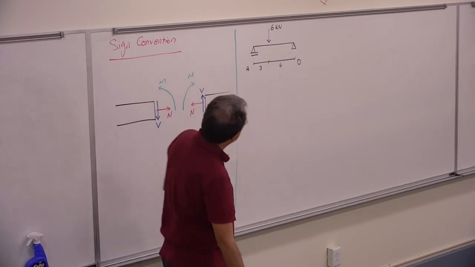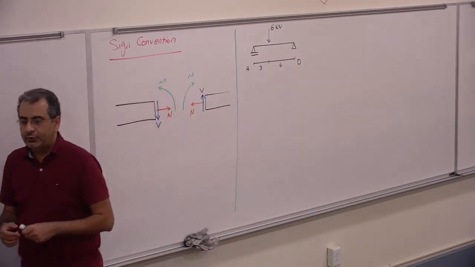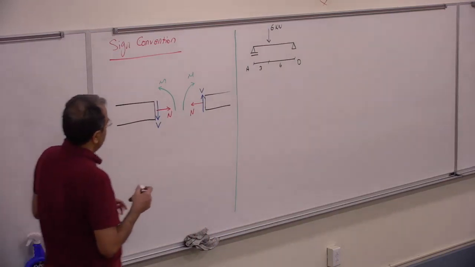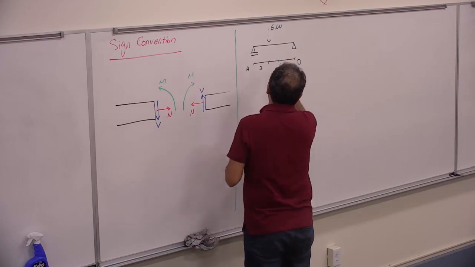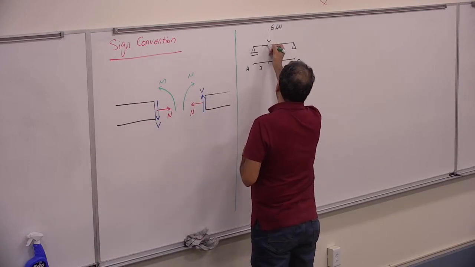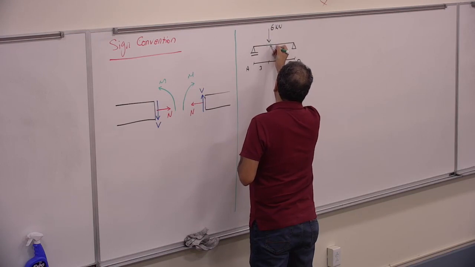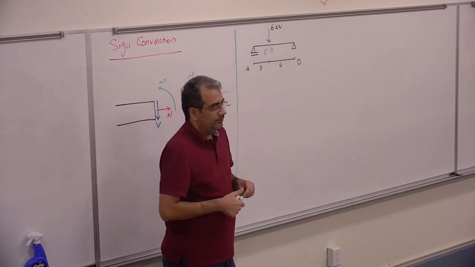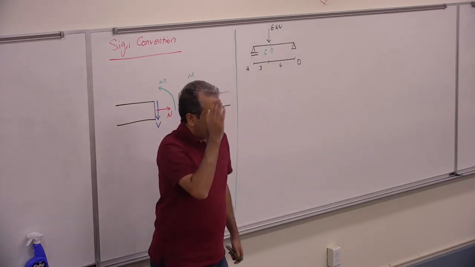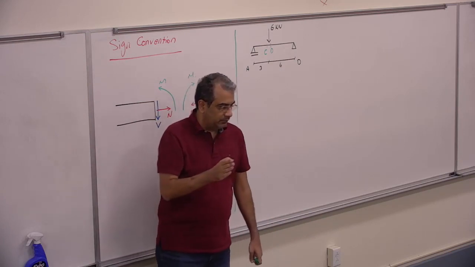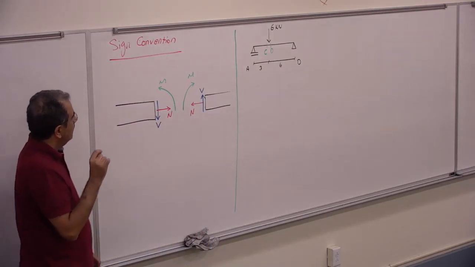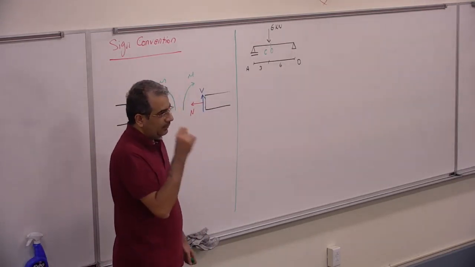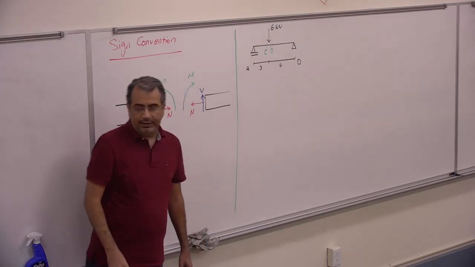So if this is the beam we have, assume we want to know how much is the shear, the internal force, right before that point here, and right after that point here. So it's point C and point D. Wherever that 6 kilonewton force is, I want to know how much is the internal force at C, and how much will be exactly right after that at D.